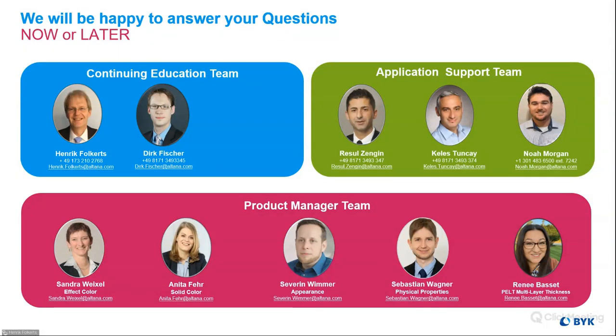So, question: can you explain what the gloss 60 column means? I have no idea what slide it was, but gloss 60 means gloss measured under 60 degrees.